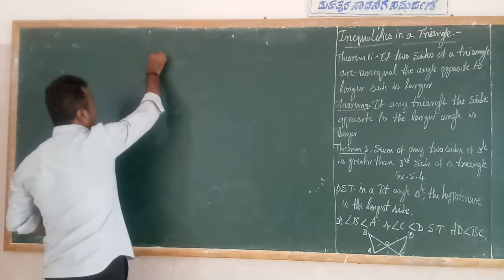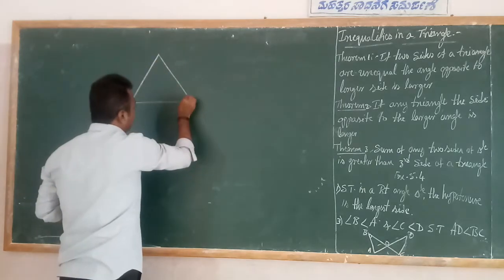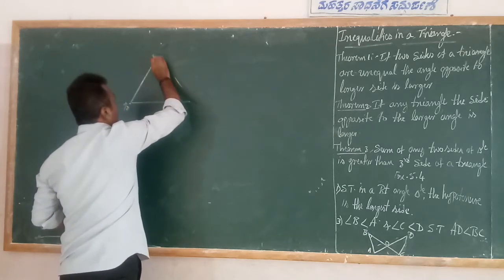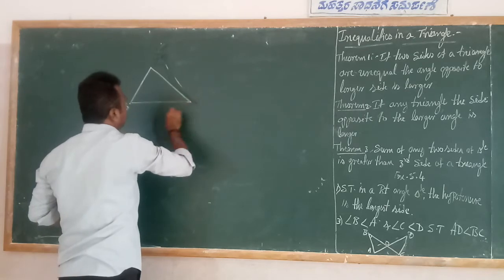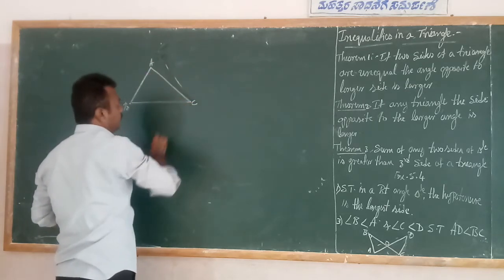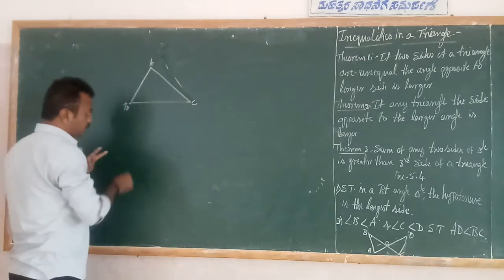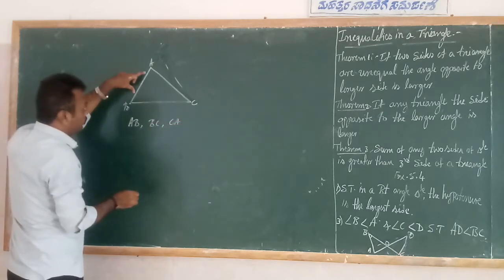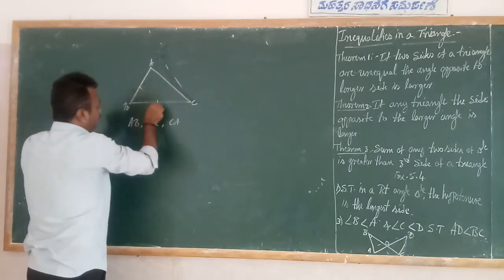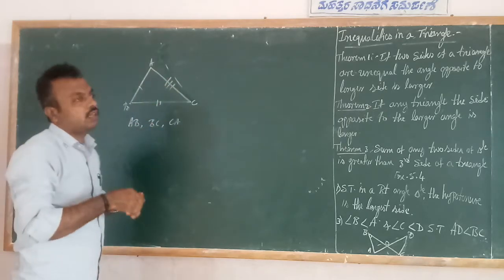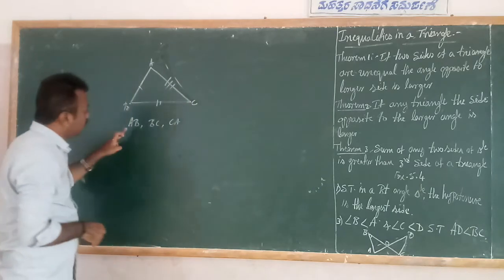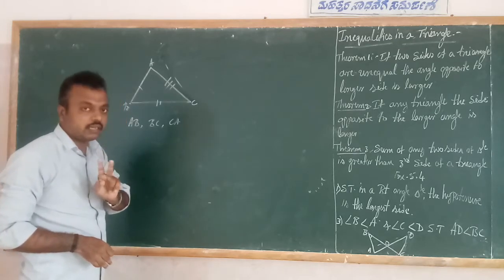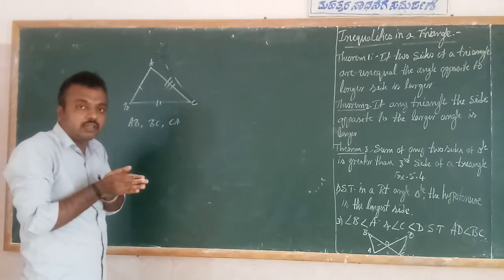So I will draw one triangle, A, B and C. In that, you can take any two sides. Here AB, BC and CA. There are three sides. Whether the three sides are unequal or equal, no problem. You can take any one. In these sides of a triangle, we can take any two sides, and you have to do the sum of those two sides.